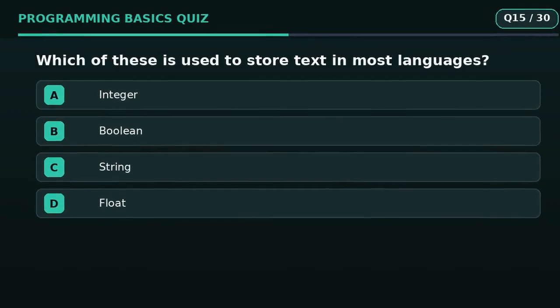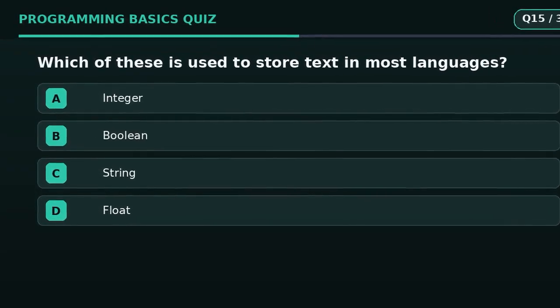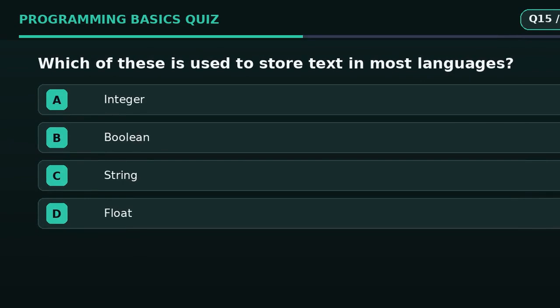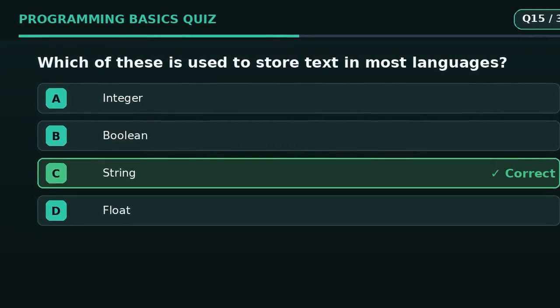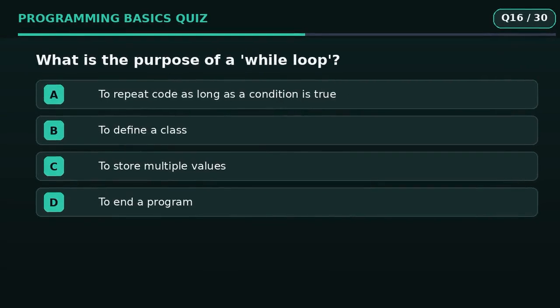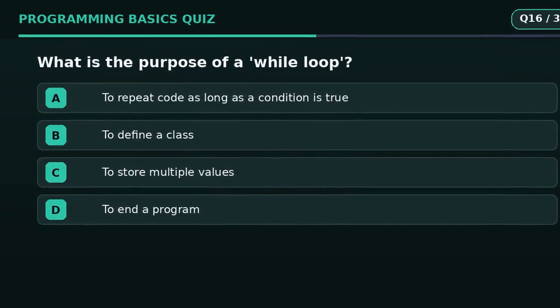Question 15. Which of these is used to store text in most languages? Option A. Integer. Option B. Boolean. Option C. String. Option D. Float. The correct answer is option C. String.